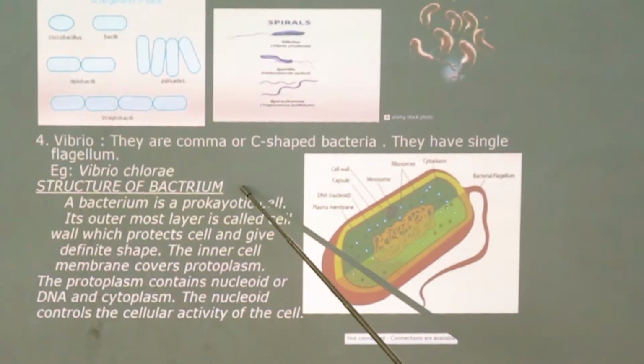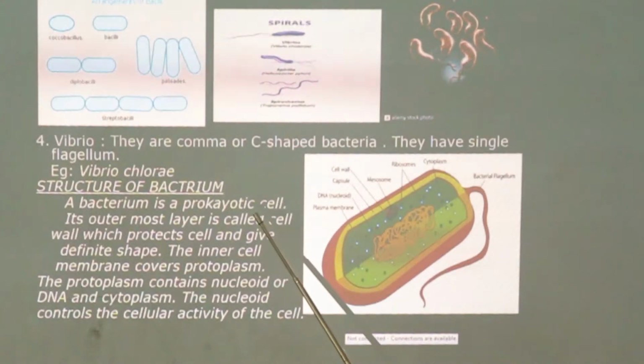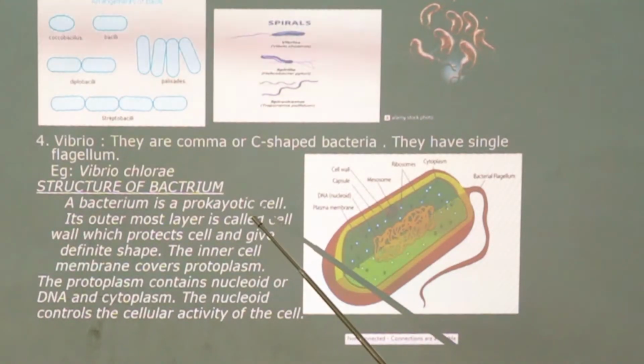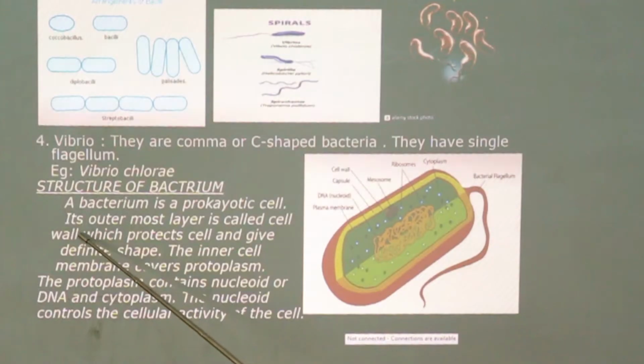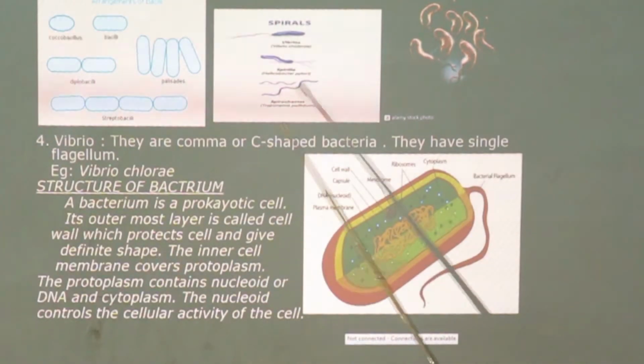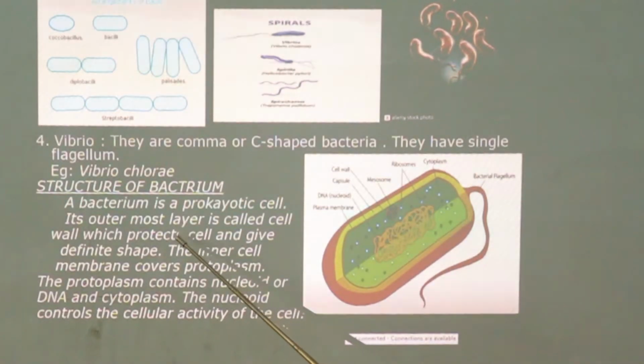Structure of bacterium. A bacterium is a prokaryotic cell. Prokaryotic means primitive type of cells which have nuclear materials and few cytoplasm without cell organelles. Its outermost layer is called cell wall, which protects the cell and gives definite shapes. Bacteria are made of a cell wall that gives a definite shape and protects the inner cellular organelles.